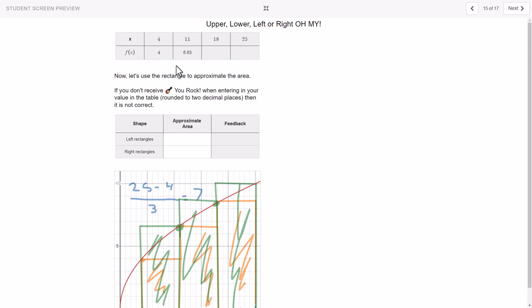f of x is your height. So the width times the height: 7 times 4 plus 7 times 6.63 plus 7 times whatever this value is. Then for the right area, you will start one over, and then you will go to the end value. So hopefully that'll help you get started.